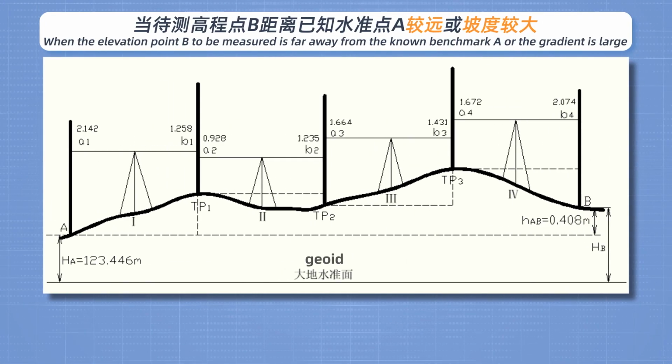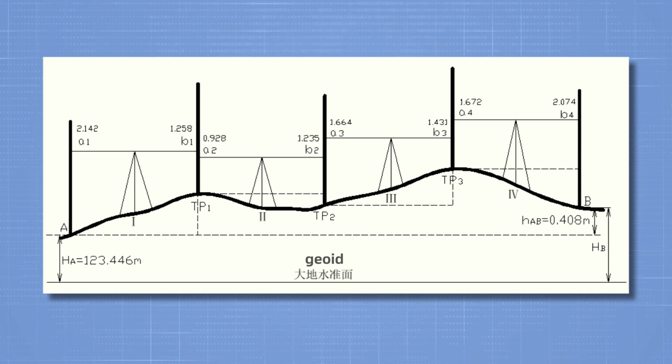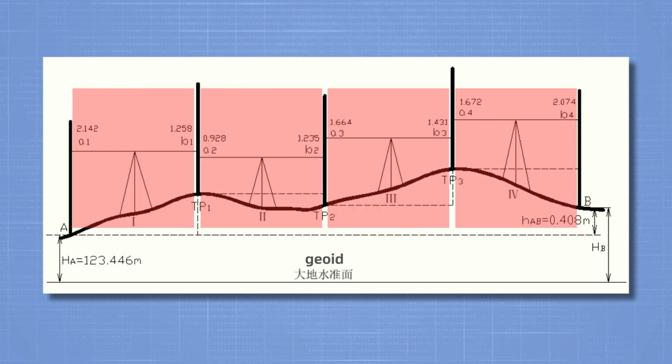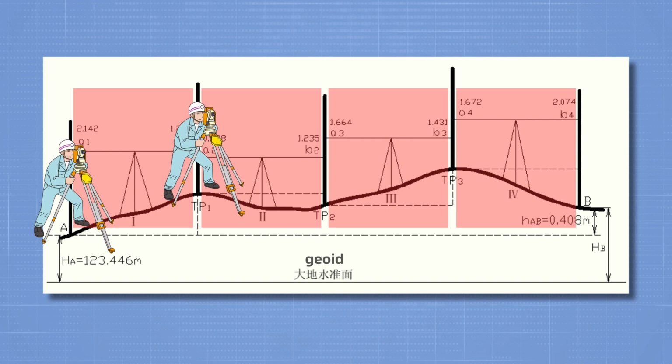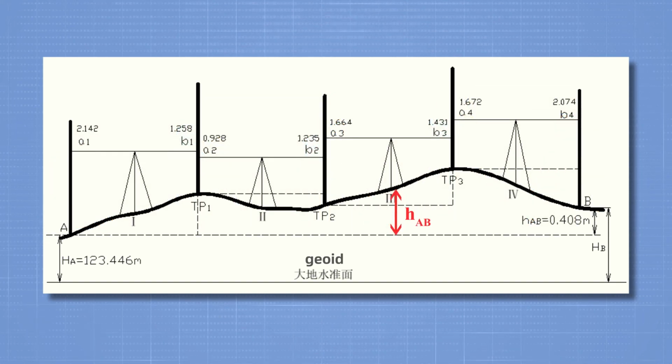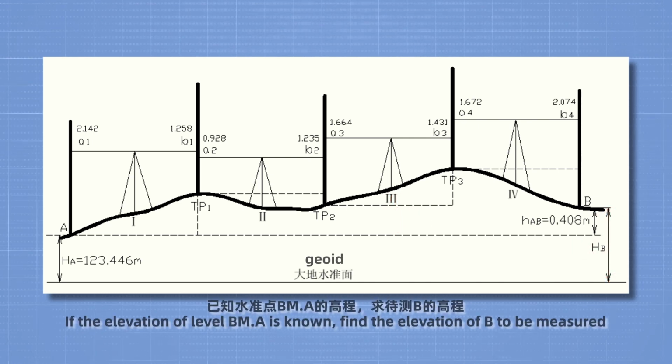When the elevation point B to be measured is far away from the known benchmark A or the gradient is large, several vertical ruler points need to be added between the 2 points as transition points for transferring the elevation, which are called intermediate points, TP. These intermediate points divide a line into several sections. Then place instruments successively to measure the height difference of each section, to determine HAB and calculate the elevation of point B. As shown in the figure below, the elevation of benchmark point BM.A is known, and the elevation of point B is to be determined.